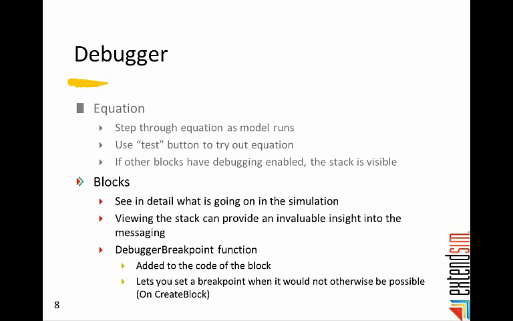Or maybe you want to have a complex condition. So there are conditions for the breakpoints, but you might want to have something that's more complex than what our conditions support. You could use the debugger breakpoint function to only break when that condition is true. So you actually put this debugger breakpoint function in the code of the block to pause the simulation at that point.